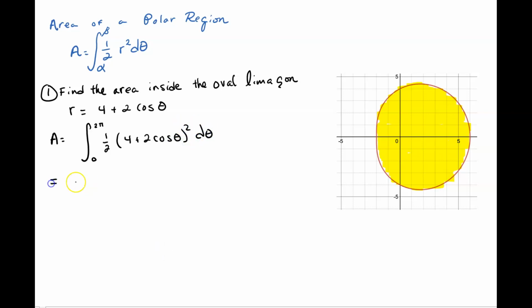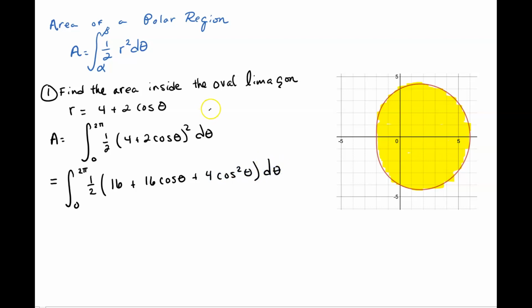So when we do this, we're going to have the integral from 0 to 2 pi, and we can continue to write the 1/2 there, but we're going to have 4 plus 2 cosine theta squared. So we're going to do the binomial squared, which is going to give us 16 plus 16 cosine theta plus 4 cosine squared theta, and of course all d theta.